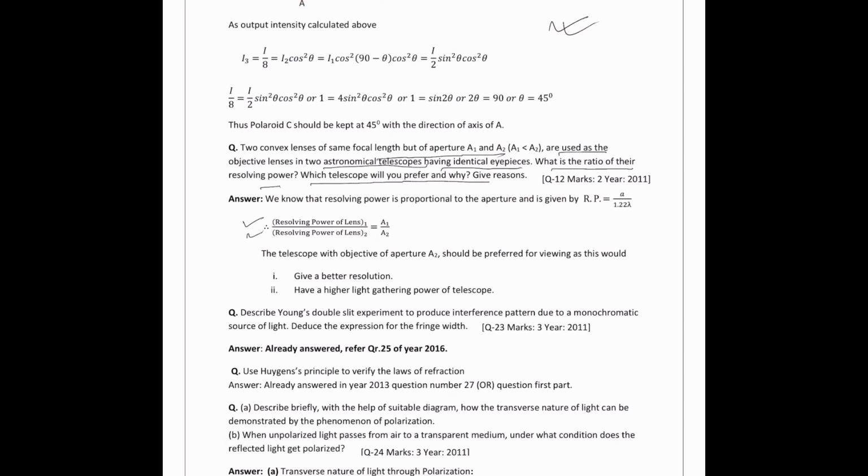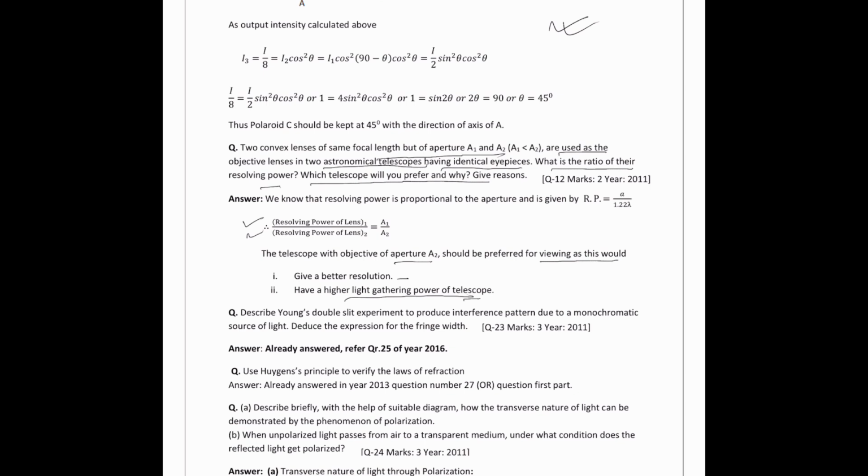Correct. So the telescope with the larger objective aperture, the aperture A2, should be preferred for viewing. It would give better resolution, because if the aperture size is more, it gives better resolution and has a higher light gathering power. More and more light can be incident on the telescope.